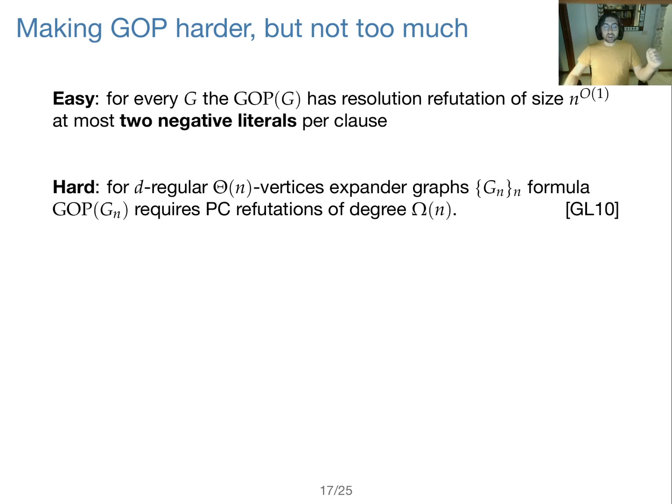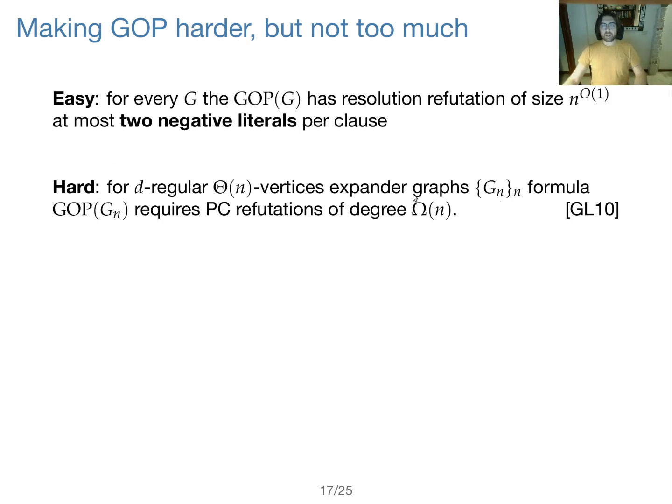So this graph ordering principle is the starting point. It's easy to some extent because for every graph we already know the graph ordering principle has a polynomial size resolution refutation, and moreover, and this is very important, this refutation of polynomial size can have at most 2 negative literals per clause. So this is the easy part that we need to use. But also this formula is somehow hard in some other sense.